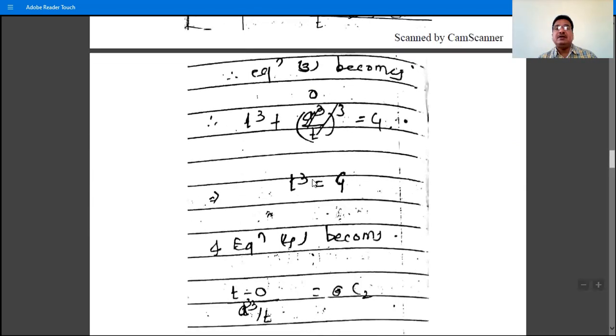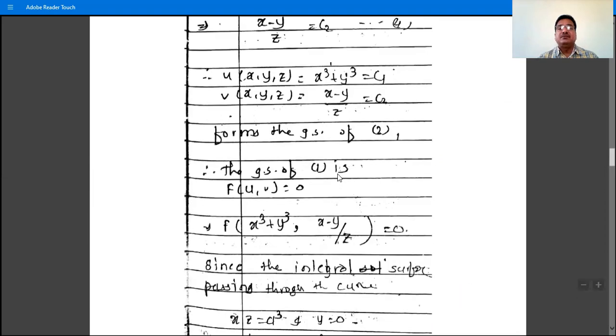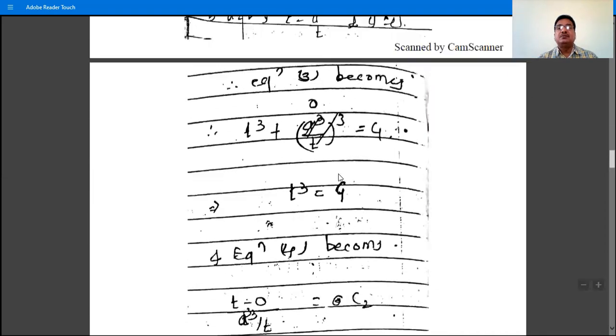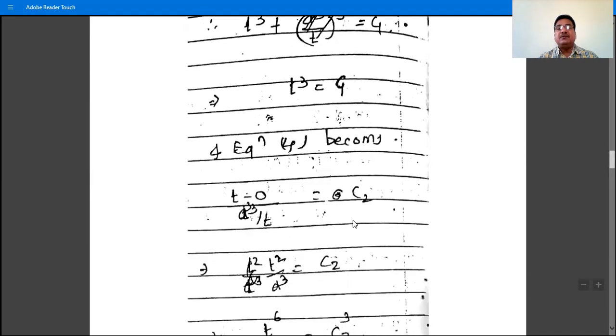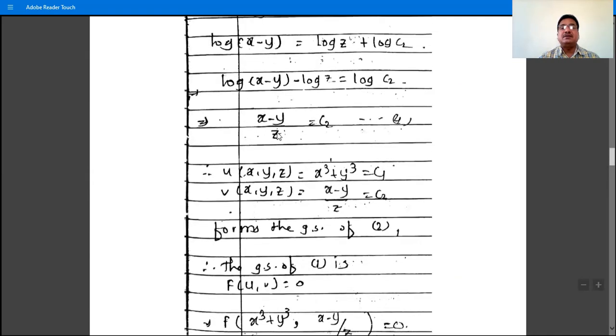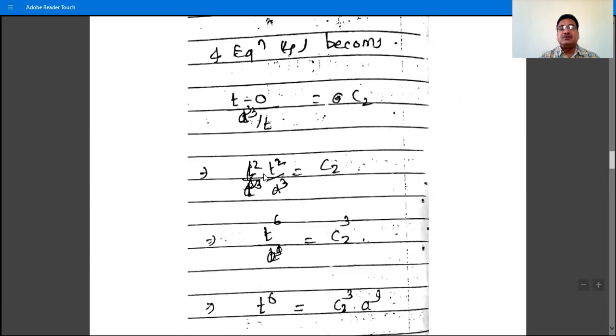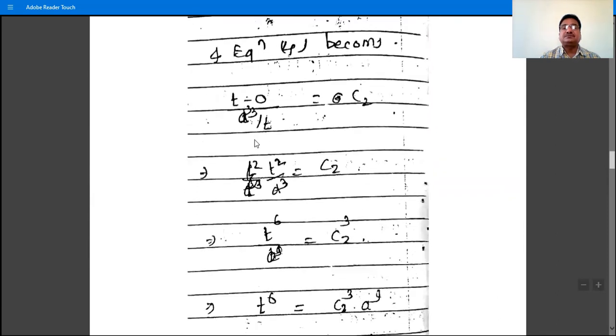So from equation 3, substitute x as t, z as a cube by t, and y as 0 in equation number 3. So we have x cube plus y cube, that is t cube plus 0 cube, is equal to C1, means t cube is equal to C1. And from equation number 4, x minus y by z is equal to C2. So x is t, y is 0, divided by z, which is a cube by t, is equal to C2. So it is t square by a cube is equal to C2.